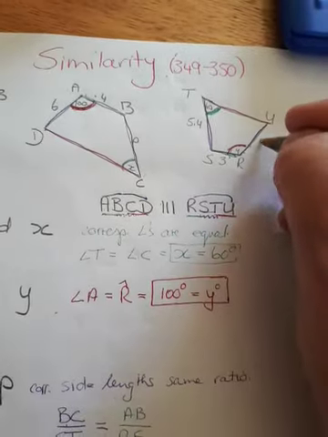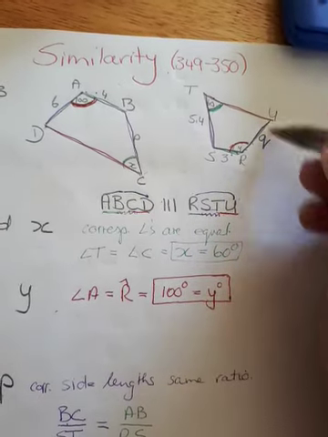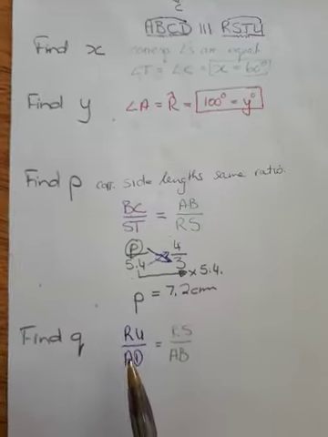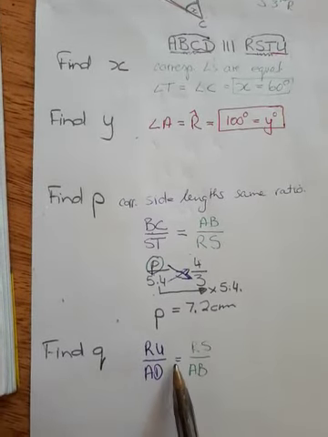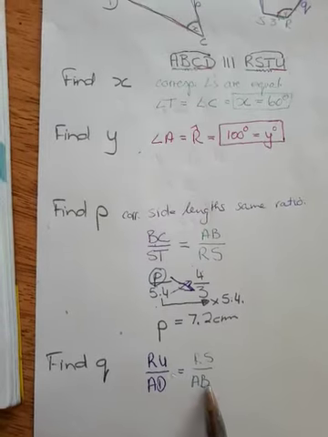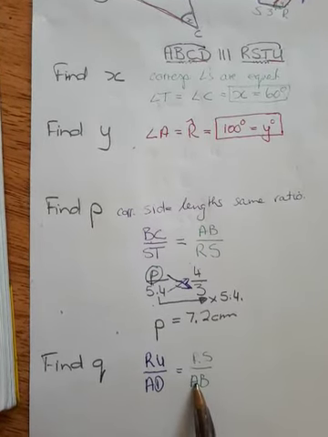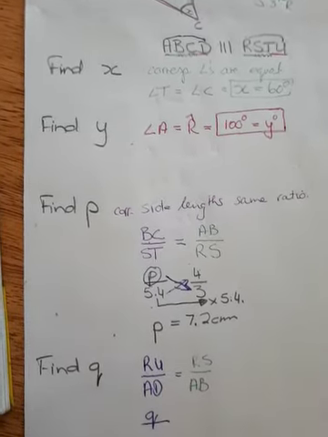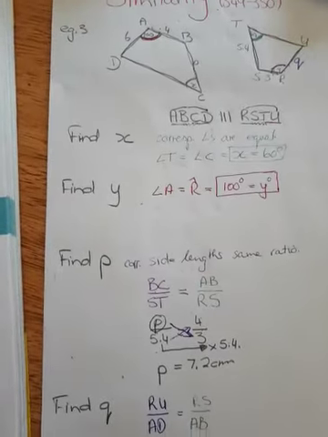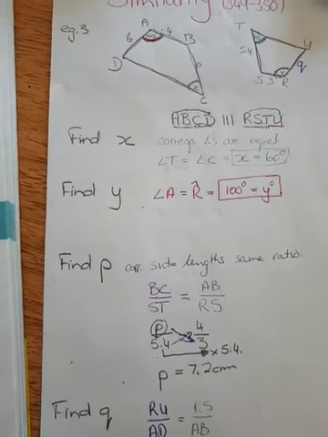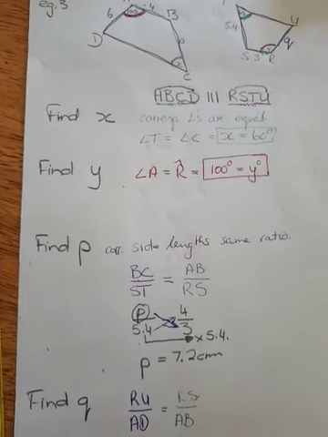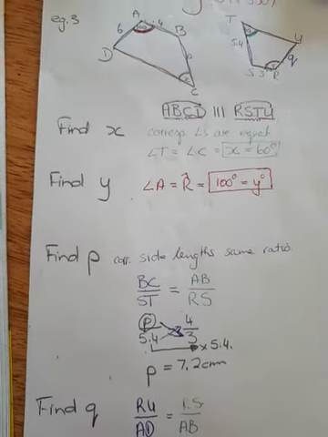Then the last question is, they ask you the distance of RU, which they call Q. From that drawing, I have written down already the corresponding sides. So it's RU over AD equals RS over AB. The two blue lines and the two green lines. Now RU is given as Q. That's the one that you must calculate. AD is a distance of 6. RS is a distance of 3. And AB is a distance of 4.